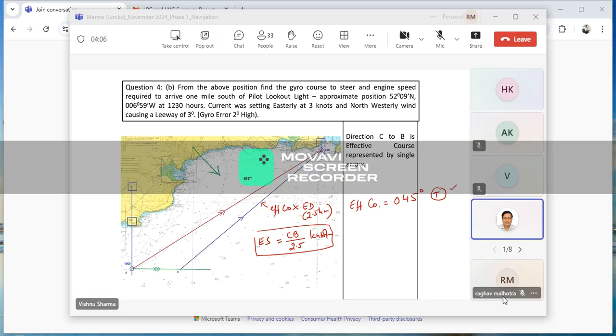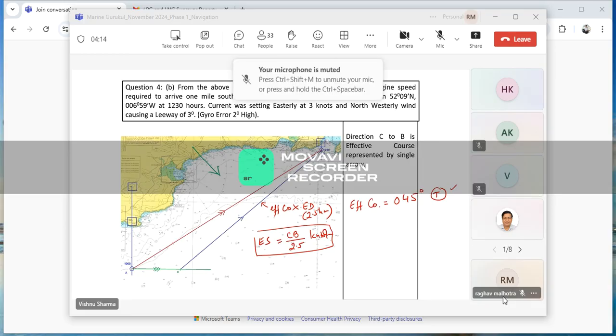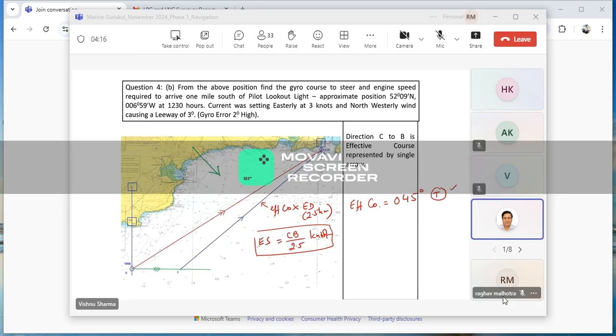I have to counteract wind. Do I go into the wind or do I go downwind? Into the wind. So if the blue line is taken into the wind, will the course reduce or increase? Reduce, sir. Reduced by 3 degrees.